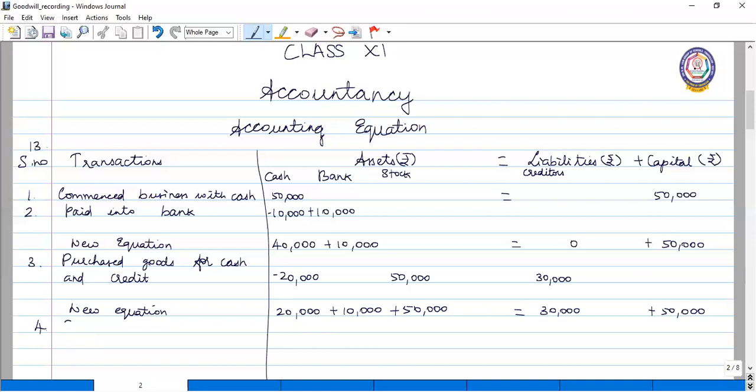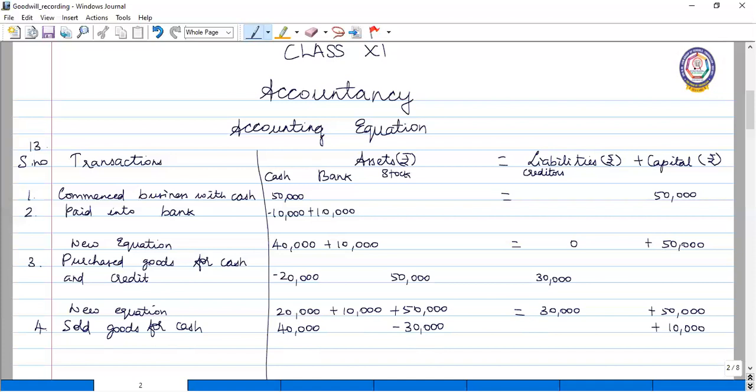So we have sold goods for cash. Okay. So how much is the cash we have received? 40,000. And what is the actual cost of the stock sold? It is 30,000. So you have to subtract only 30,000 from stock. And what is this excess 10,000? It is a profit. So you have to add it to the capital account.